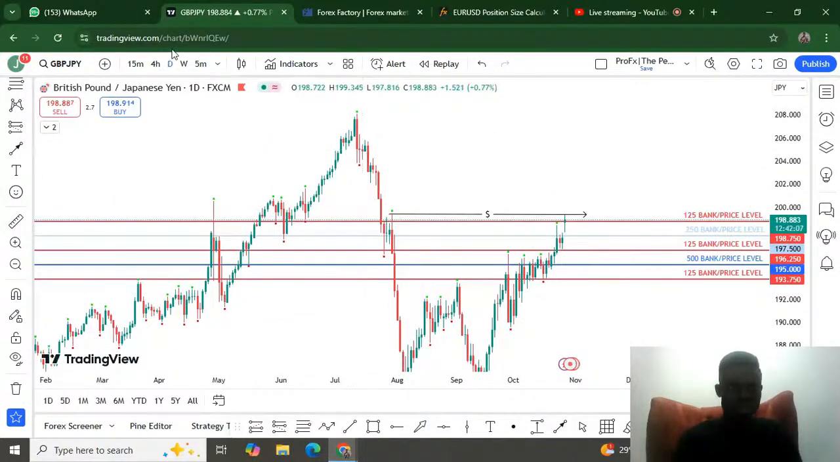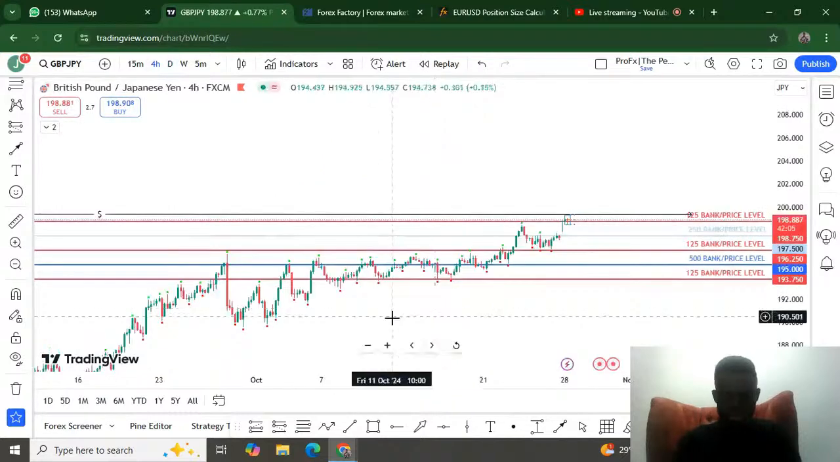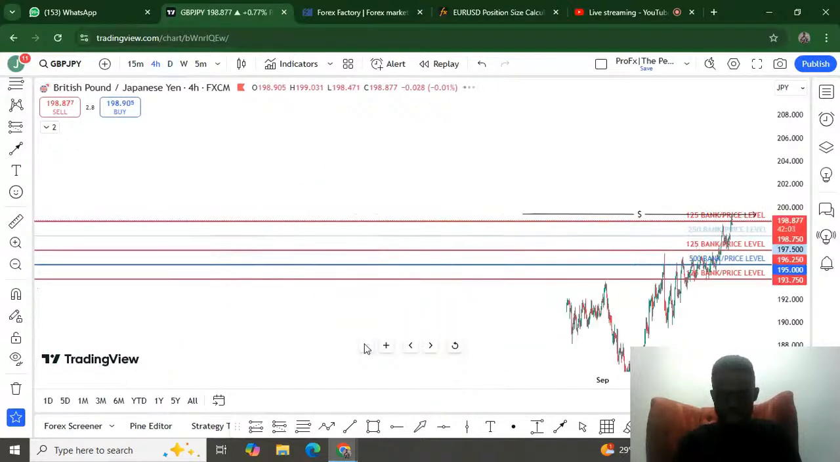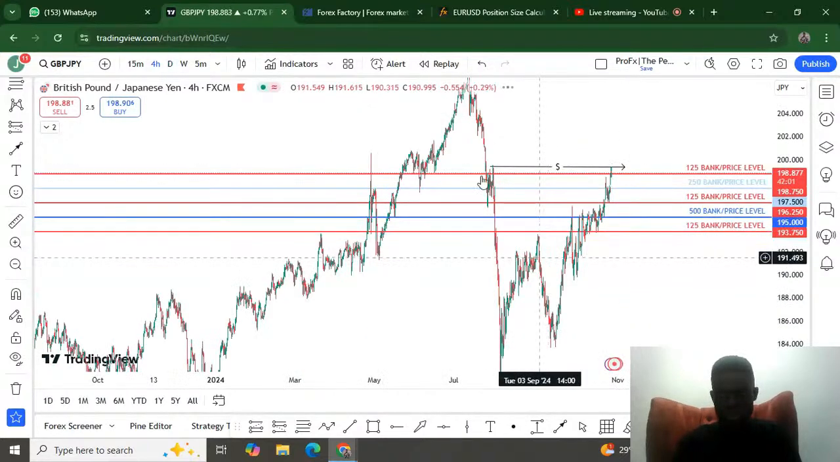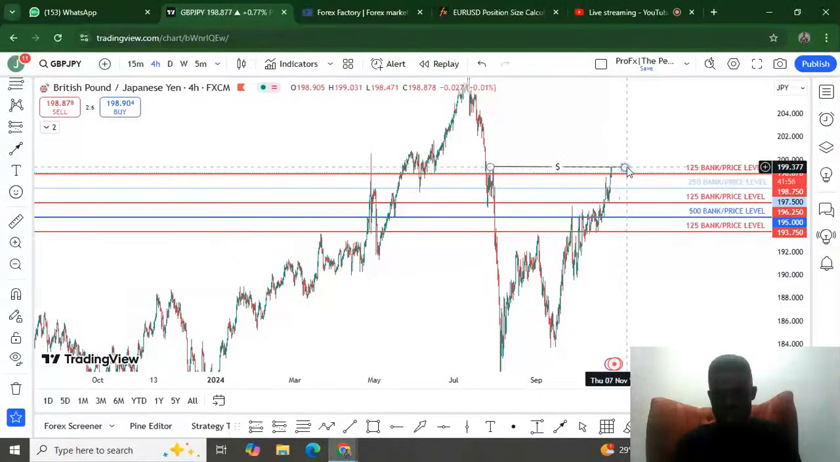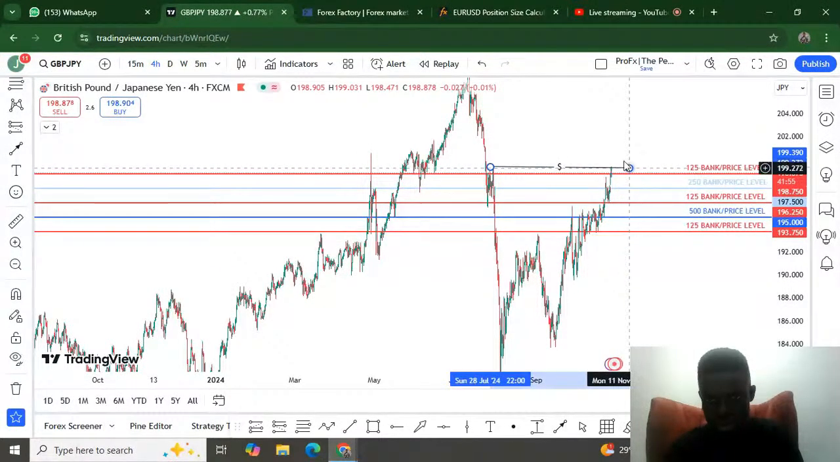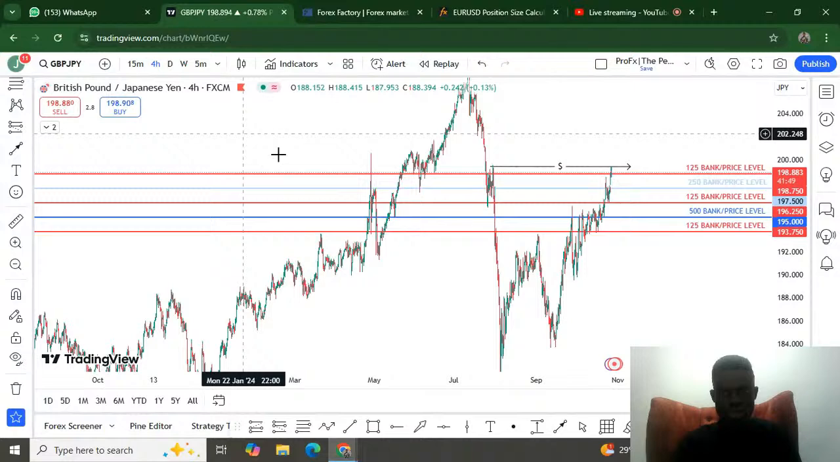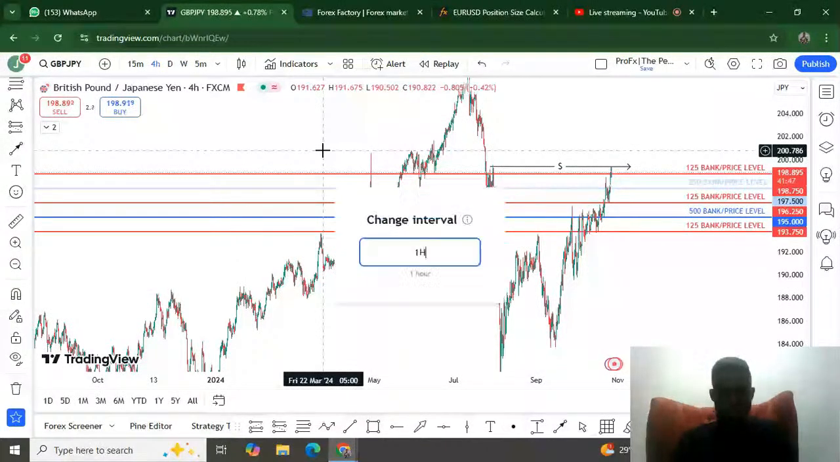All right, so let's go to 4 hours. We are covering this supply zone, right? Supply zone, supply zone, supply zone. So we are expecting a drop. Supply zone liquidity. Let's check 1 hour.